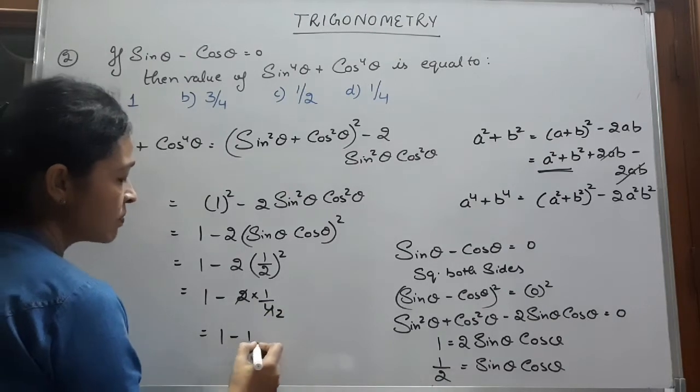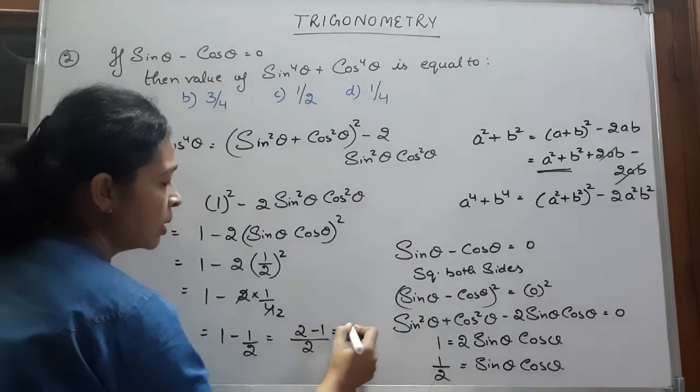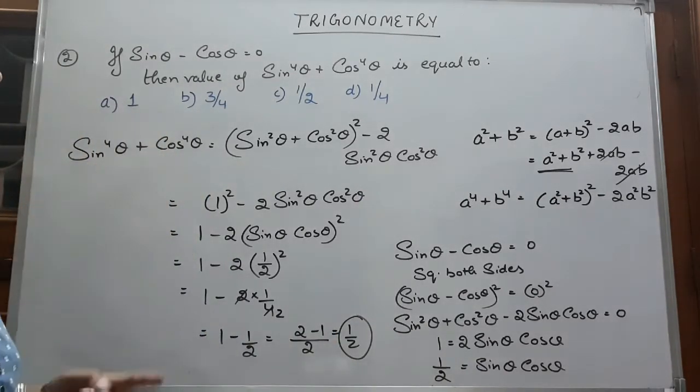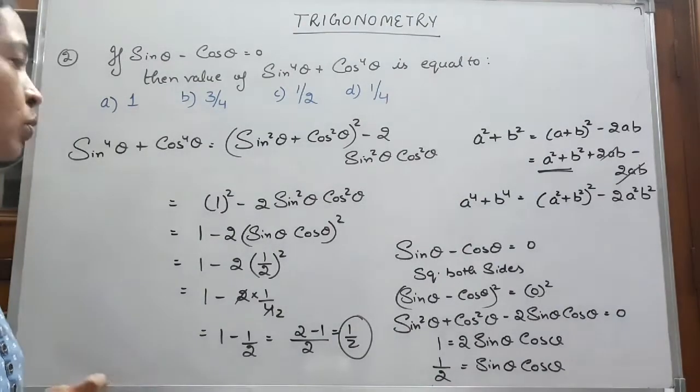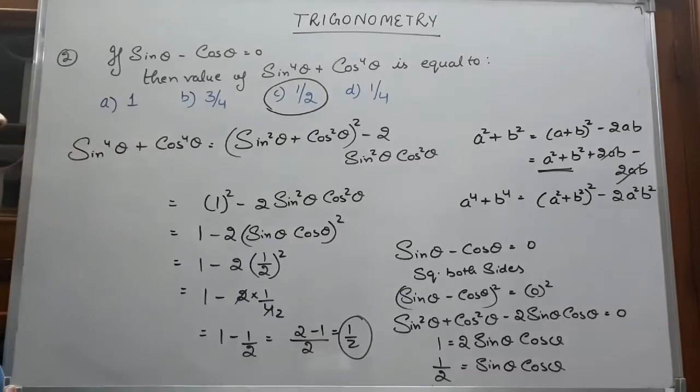That is 1 minus 1 by 2. Take 2 LCM: 2 minus 1, 1 by 2 is our answer. So the value of sin to the power 4 theta plus cos to the power 4 theta is 1 by 2. So option C is our correct option.